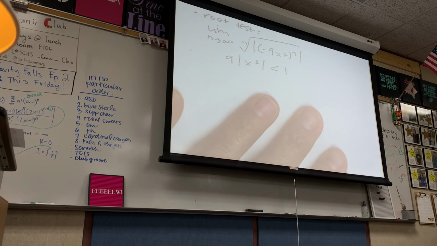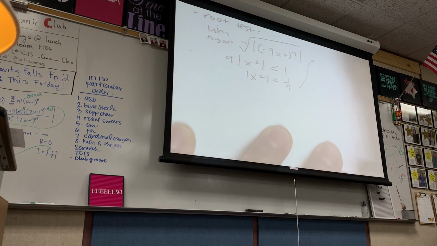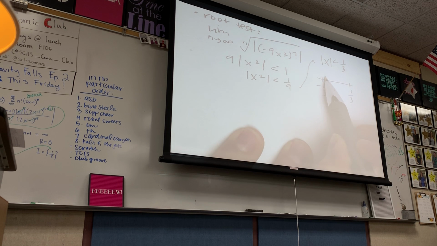Next, you're going to divide out the 9. And you end up getting that absolute value of x is less than 1/3. So your interval is going from negative 1/3 to positive 1/3. And last, you get to check your endpoints.